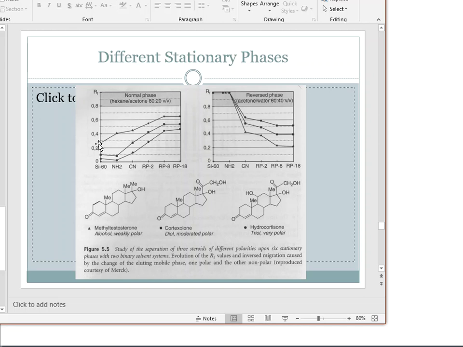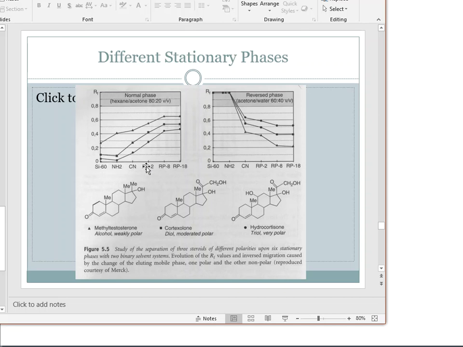Hopefully that makes sense to you, because you'll see a problem like this maybe on an assignment or maybe on a test. Look at these three compounds. Which one's the most polar? That's the one that will stay behind the most. And the most nonpolar one in this case, this methyl testosterone, would actually prefer the mobile phase because it's mainly nonpolar with the hexane, and that moves further up the plate for that reason.